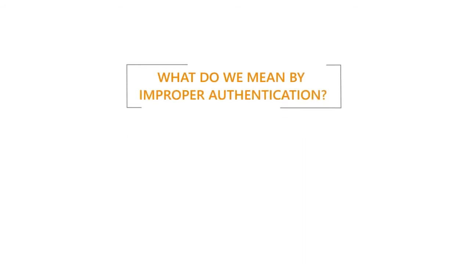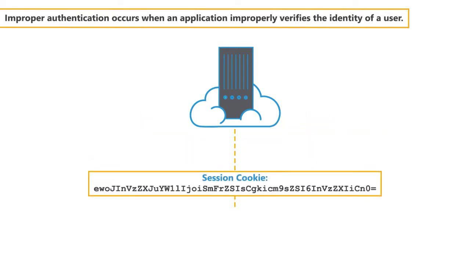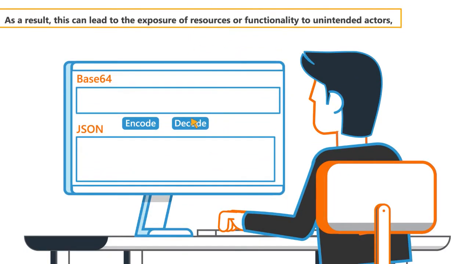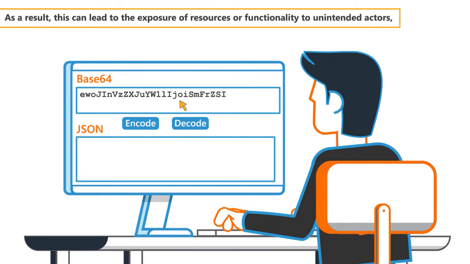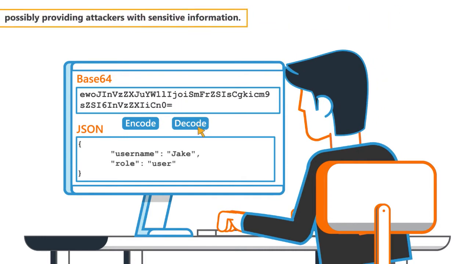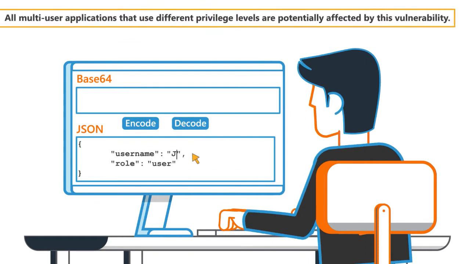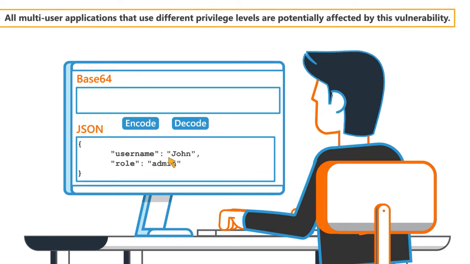Firstly, what do we mean by improper authentication? Improper authentication occurs when an application improperly verifies the identity of a user. As a result, this can lead to the exposure of resources or functionality to unintended actors, possibly providing attackers with sensitive information. All multi-user applications that use different privilege levels are potentially affected by this vulnerability.